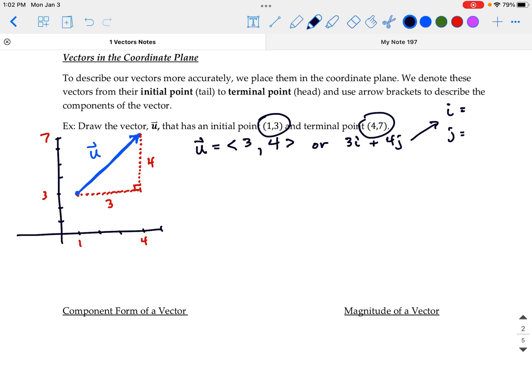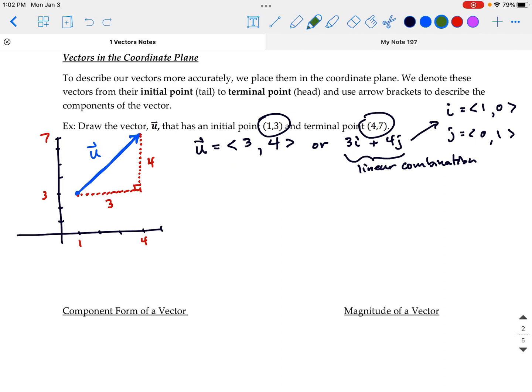So i and j are going to be really important vectors for any of you planning on doing engineering courses. So i is what we call the unit vector in the horizontal direction, and j is what we call the unit vector in the vertical direction. So in other words, we can write a vector as a linear combination of a horizontal vector and a vertical vector. Okay. And note this would just be kind of the coordinate form here.